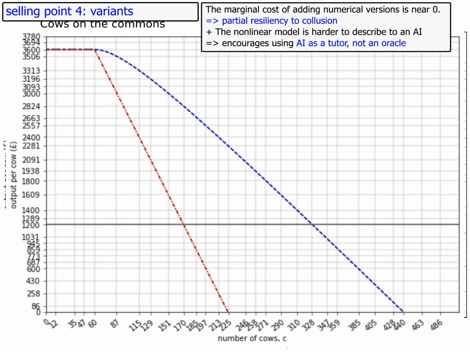Finally, the last selling point is multiple variants. Multiple versions of the same graph can be generated easily by changing parameters. This enables instructors to vary the problem across different students, which in turn provides some resiliency against collusion, or if students have access to AI tools, the increased computational complexity of the nonlinear model encourages students to interact with the AI as a tutor rather than passively rely on the AI to produce answers like an oracle.